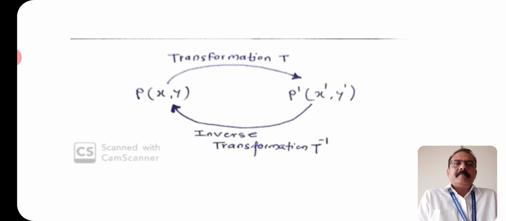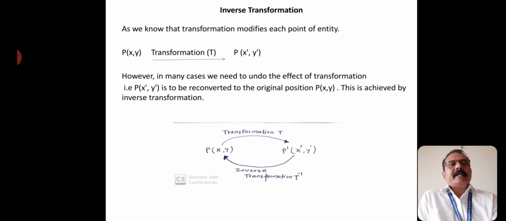See here, for example, point P is given with coordinate x comma y. After a certain transformation, that is capital T, it is converted into P dash with coordinate x dash y dash. Now here we want to undo the effect of this transformation. For that purpose we use inverse transformation, and it is denoted by T inverse. After performing inverse transformation, the point P dash with coordinate x dash y dash is reconverted to its initial or original position, that is point P with coordinate x comma y.